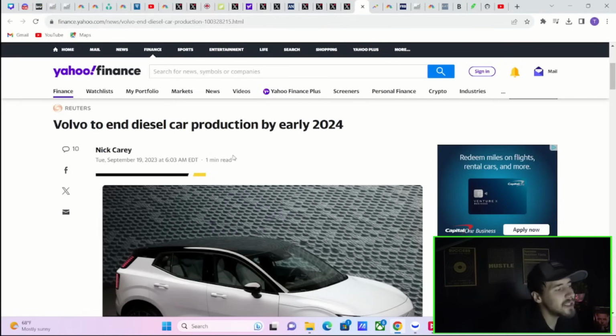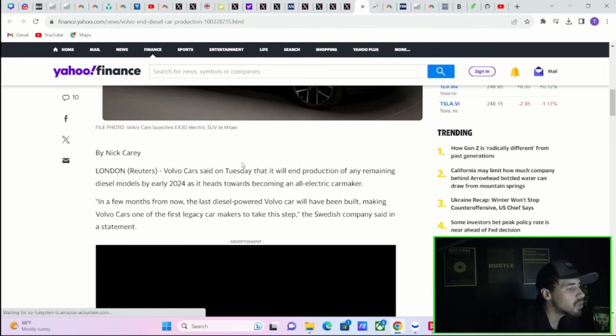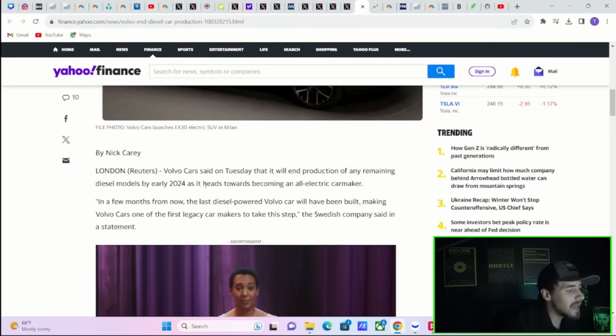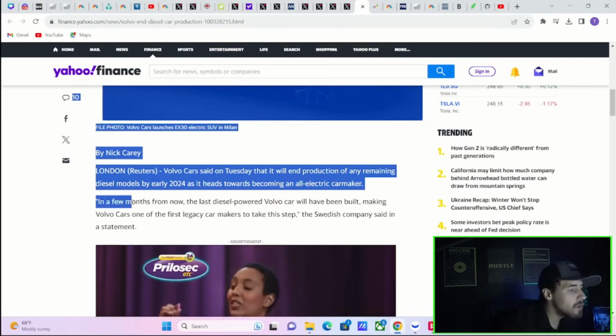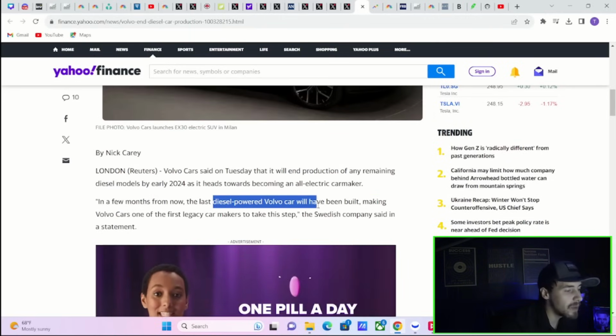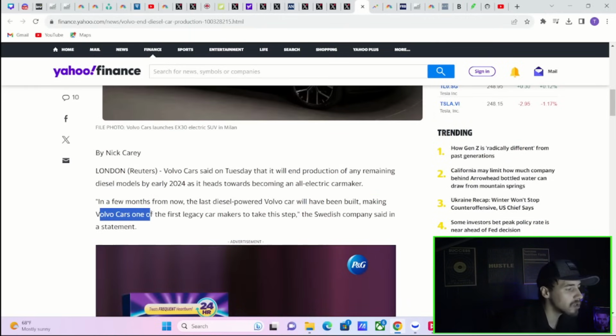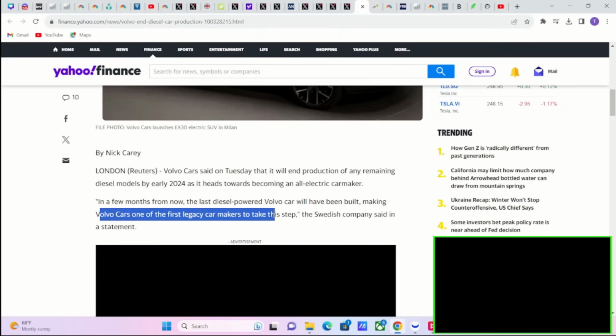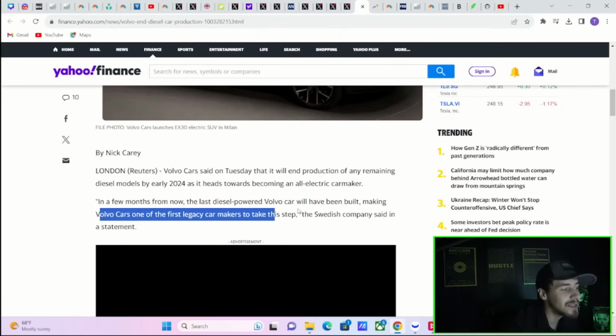Volvo to end diesel car production by early 2024 as they head towards becoming an all-electric car maker. Quote, in a few months from now, the last diesel-powered Volvo car will have been built, making Volvo Cars one of the first legacy car makers to take this step, the Swedish company said in a statement today.